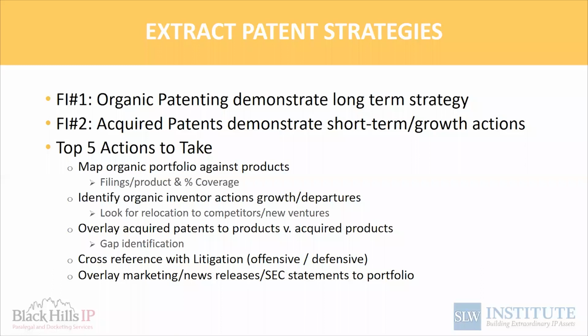And I'll talk a little bit about those. We tend to map organic portfolios against the products they have. And then we'd also do the same thing with acquired products in the acquired portfolio. And then from the date forward from there, where we start to see crossover from an acquired portfolio in a continuation program, we start to look for where those may actually be reaching out to cover the organic portfolio or a gap in the organic portfolio. We look at organic inventor actions, growth of new inventors, or departures of long-term inventors. We look for relocation of those to new ventures or other competitors.